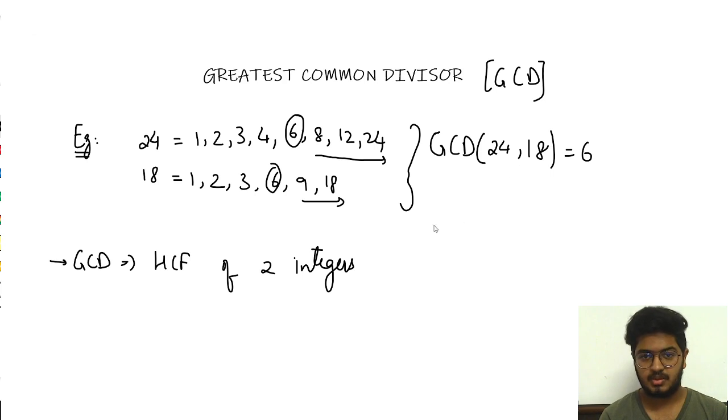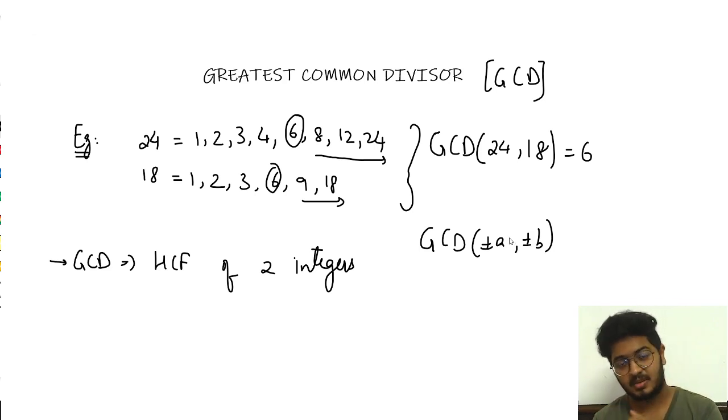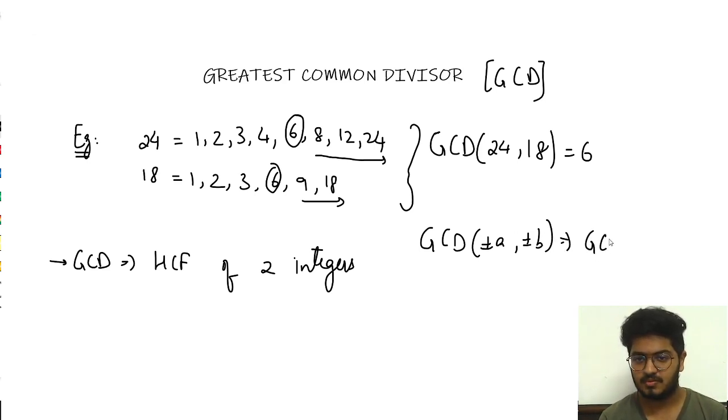Another thing to keep in mind is that it doesn't matter what the sign of 24 and 18 is. What is the sign of A and B? For example, if I have to find the GCD of plus or minus A, comma, plus or minus B, I don't go on finding the factors of plus A and minus A, then plus B and minus B. No, right? I just go for the GCD of mod A, comma, mod B. I go for it.